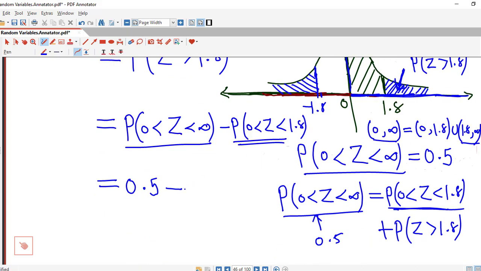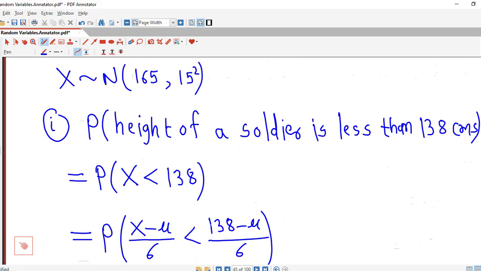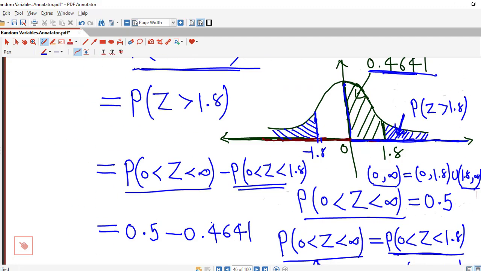it is 0.4641. So we substitute 0.4641 here, and if we simplify, we have 0.0359. So this is the probability that the height of a soldier is less than 138 centimeters.